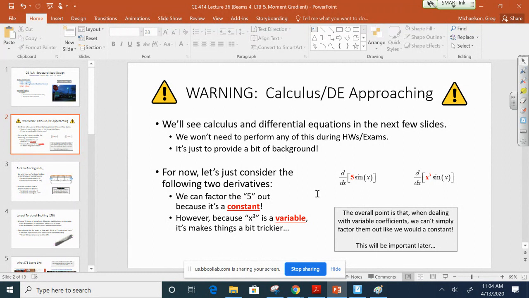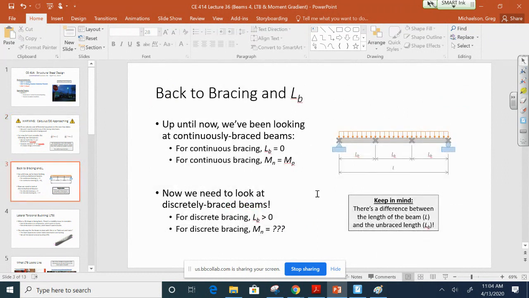Okay. Now, up until now, we've been looking at beams that were continuously braced. So we're assuming that they have bracing continuously provided along the top flange. Let's go back to how we described this from a notation perspective. For continuous bracing, we said that the L_b term was equal to 0, and our nominal moment capacity was essentially equal to M_p. Now we need to look at discretely braced beams. Instead of there being braces everywhere, there's only braces at specific locations. So for discrete bracing scenarios, we're going to be dealing with L_b being greater than 0.